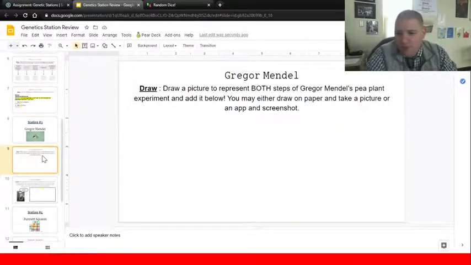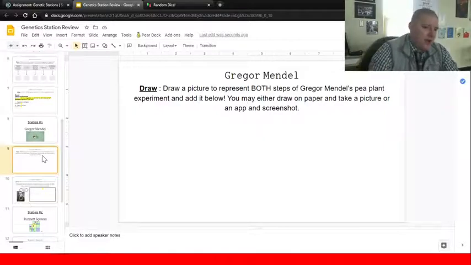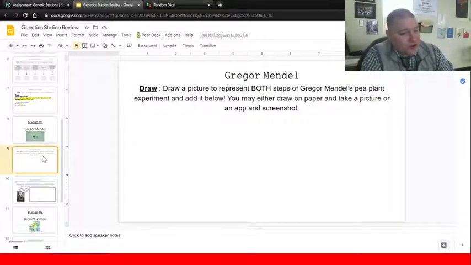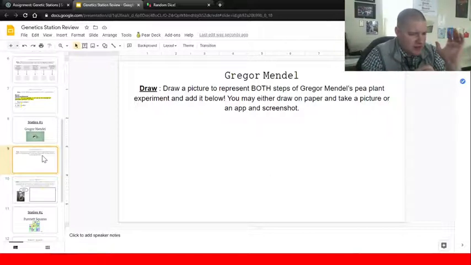Station number 3 is dealing with all about Mendel from the other day. What you're going to do first is you're going to do a little bit of drawing on this station. You're going to draw both of Mendel's experiments and what the outcomes were. So that first experiment where he took a tall plant, mixed it with a short plant, and got his results, and then the second experiment that he did right after that we talked about.